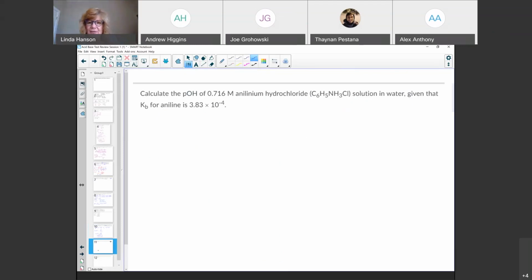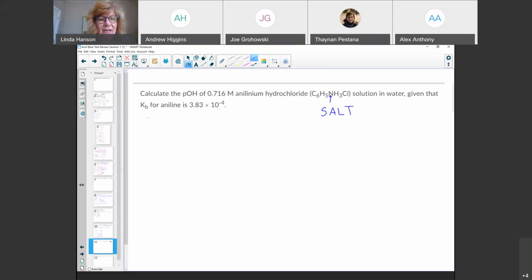Here's one that allows us to kind of put hydrolysis of salt in with a problem. So I have a compound called aniline hydrochloride. And again, I see this nitrogen there. And anytime I see nitrogen, it's some derivative of ammonia, and that's going to be a weak base. And they give me a Kb for it as 3.83 times 10 to the negative fourth. We'd like to know the pOH of this solution. The thing is that this is a salt. It's not an acid. It's not a base.